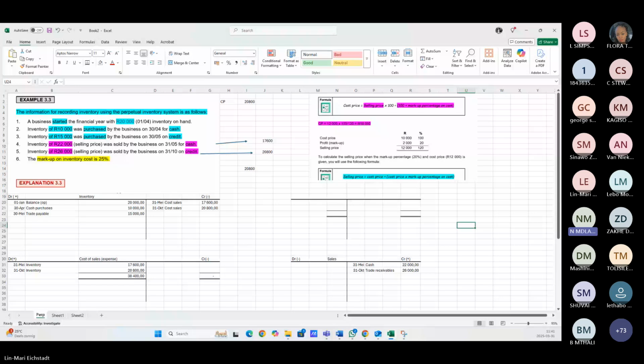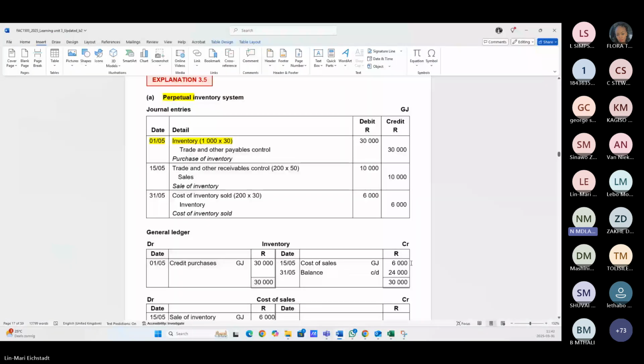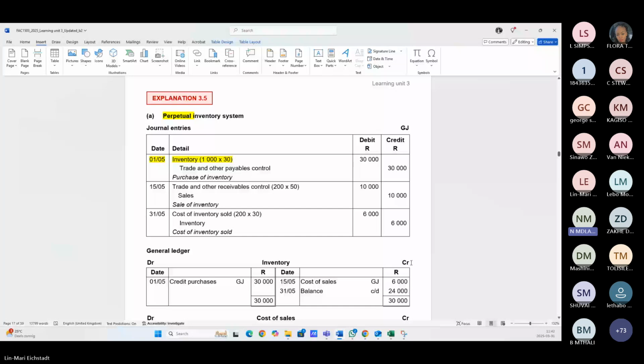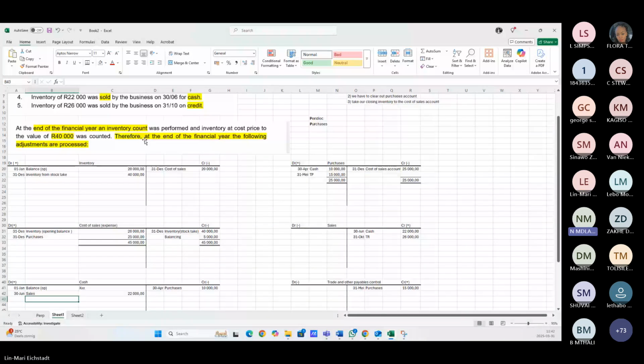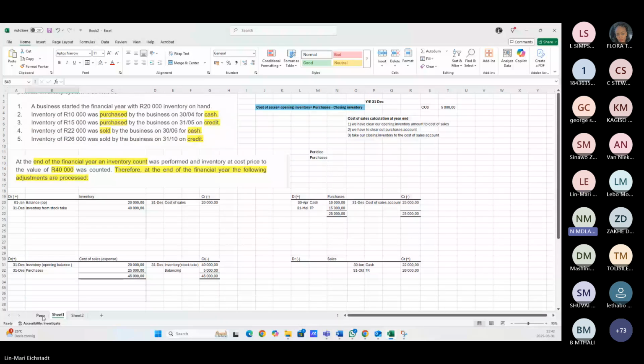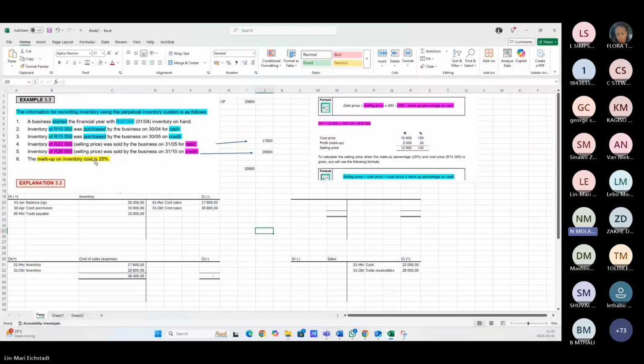Okay, so with this example 3.0 that you currently have up, the transactions are exactly the same as the periodic system that was in example 3.1 on page 10. The transactions are the same. Yes, but this one, because it is the perpetual, we had markup indicated, and we had a different markup than the periodic inventory system. With the periodic inventory system, we don't have a markup at all. That one, how we calculate our cost of sales is based on this formula.